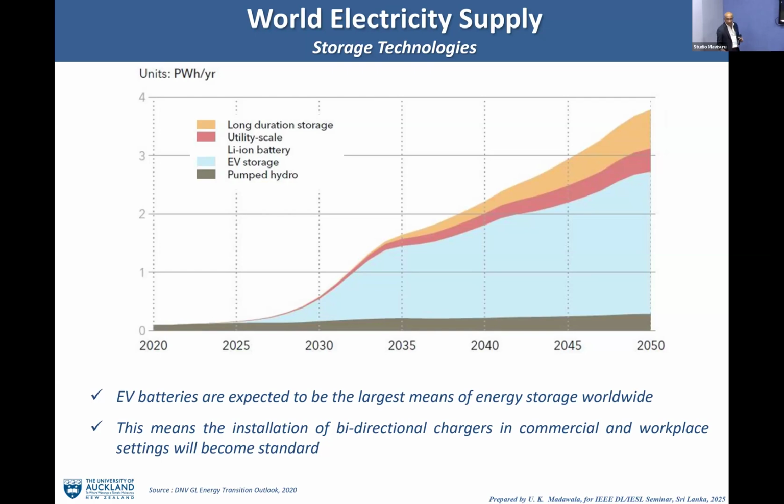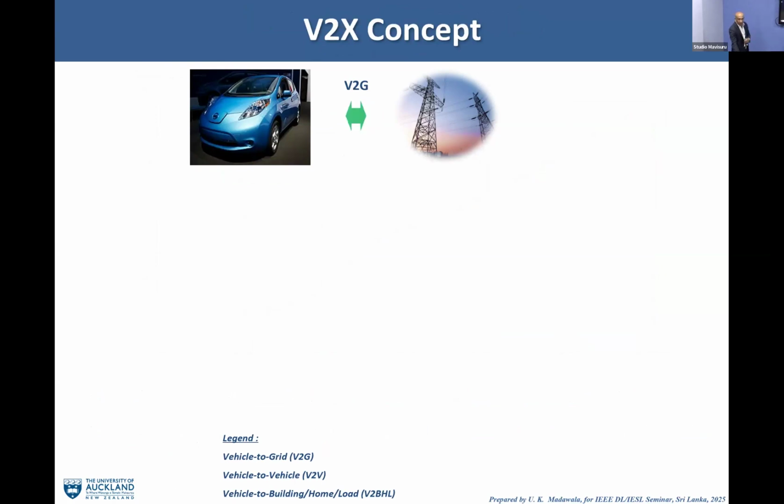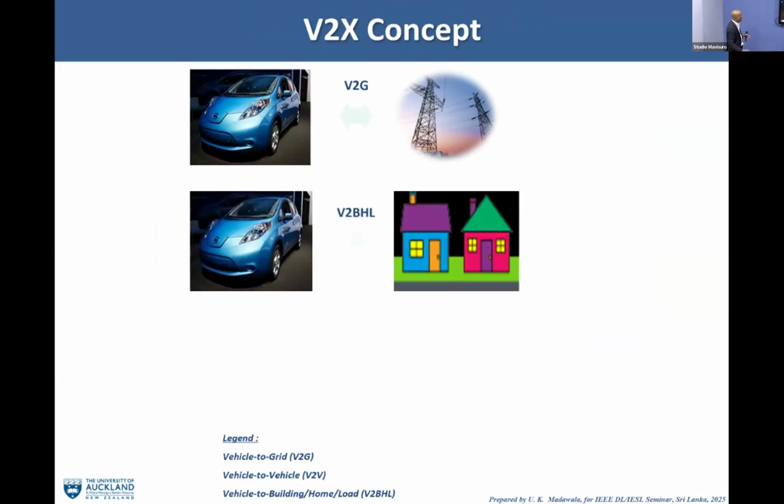So that is called V2X. I'll show you what we can do. The V2X concept: the X means anything. And of course, you know the V2G concept, where off-peak time you can get the energy. Then now they are doing vehicle to building, vehicle to home, with loads there. So you can use the electric vehicle, or one single electric vehicle.